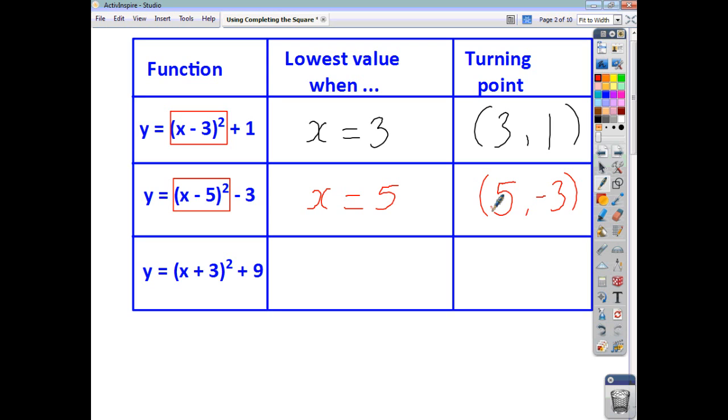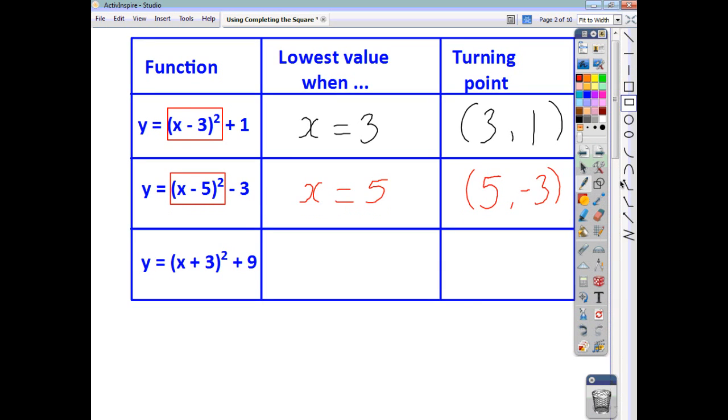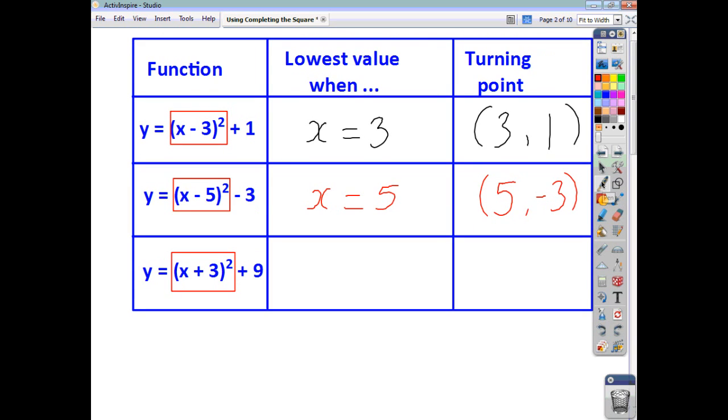And for this last one here, again, if we just put a box around our bracket, the lowest that can get is 0, and when does that become 0? That becomes 0 when x is -3, because when you replace x with -3, -3 plus 3 is 0, 0 squared is 0, and the function cannot get any lower than 0 plus 9, which is 9. So the lowest value this function is going to take is 9, and that will occur when x is -3. So these are our turning points for these three functions.